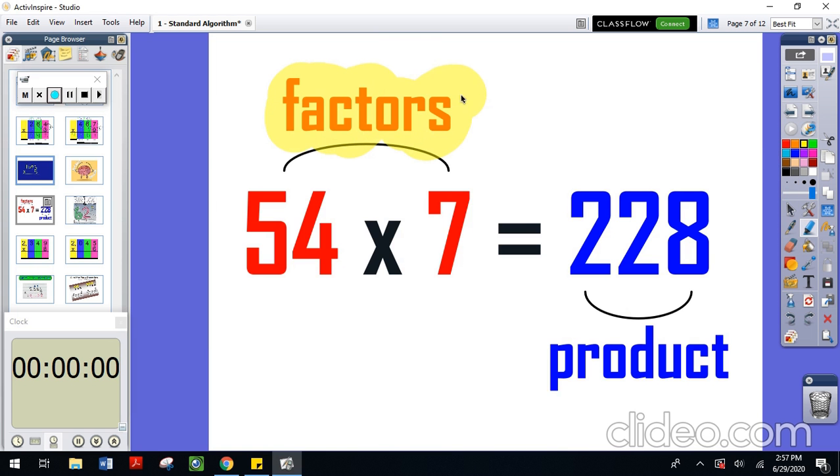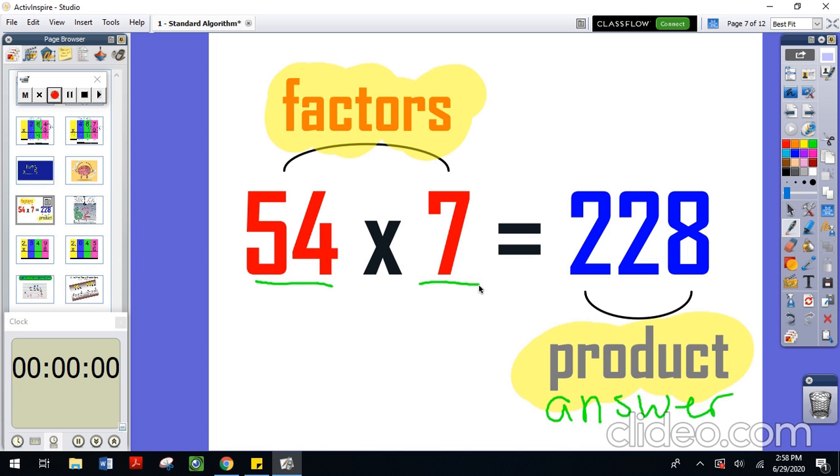Factors and products. The product is going to be the answer, or 228. So we call the answer the product. The factors in this problem are 54 and 7. What do you think would be a good definition for factors?